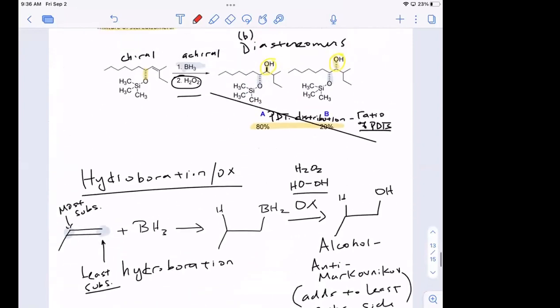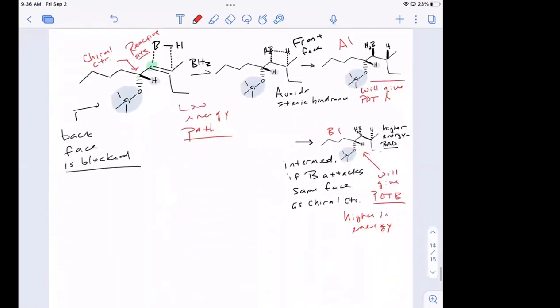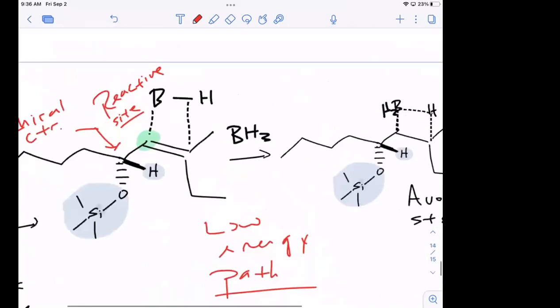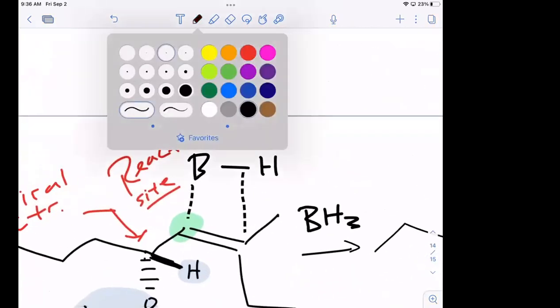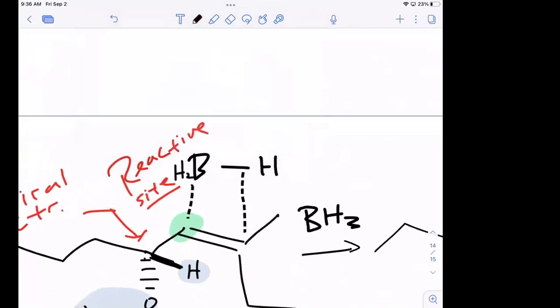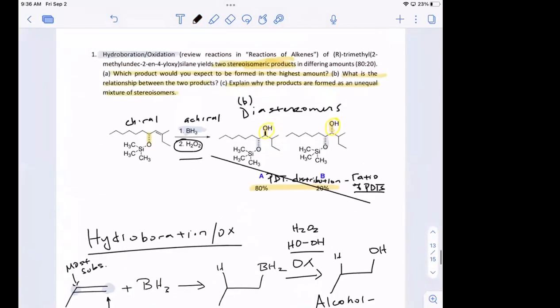All right, any questions about what we just talked about before we go to the next example? Not for me. All right, let's go to the next example.